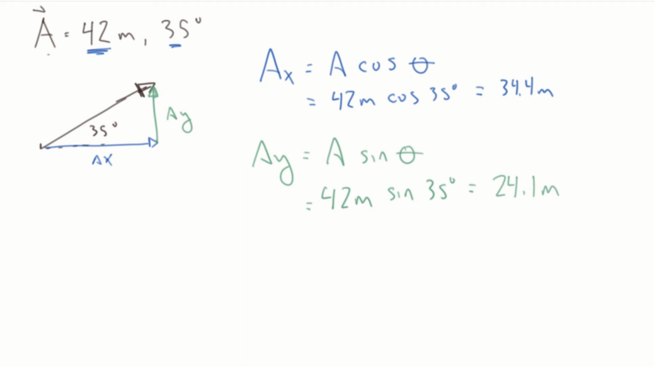So what we just solved for is the idea that the length is 34.4 meters in the horizontal direction, and then it is 24.1 meters in the y direction. So if you were to travel 34.4 meters east and then 24.1 meters north, you would end up 42 meters from where you started at an orientation of 35 degrees with respect to the positive x-axis.